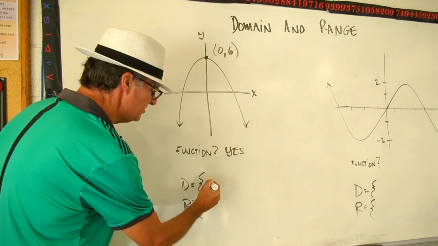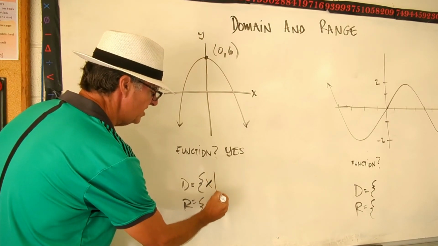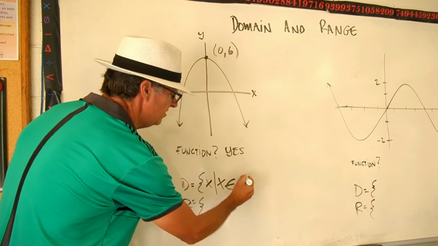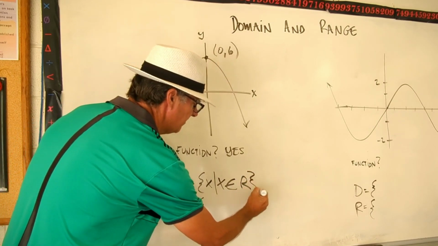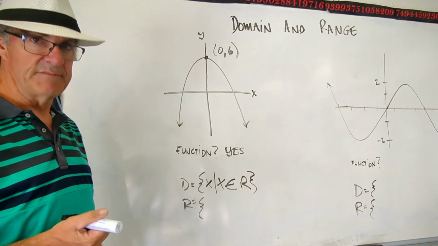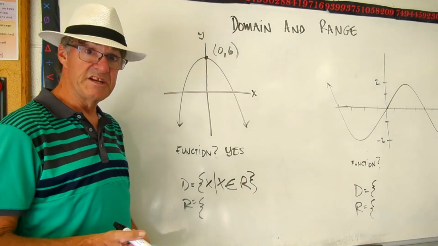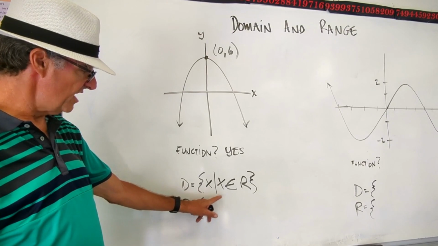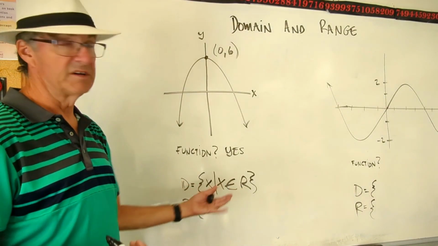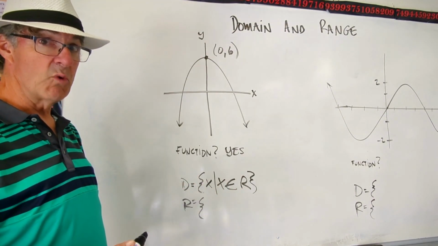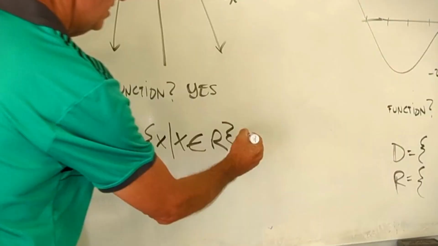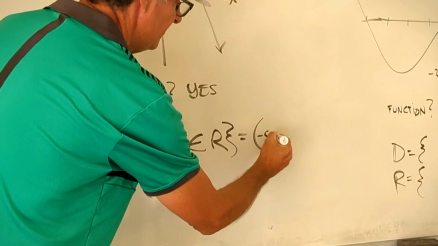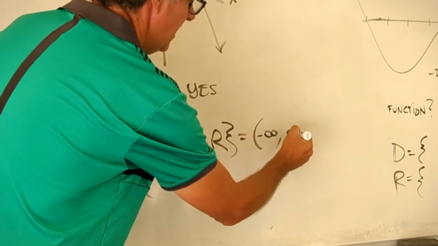So we can use set notation and write the set of all x such that x is an element of real numbers. Okay? Now that's set builder notation. It's very descriptive. It reads the set of all x such that x is an element of real numbers. Now there's a much nicer way to do that that's nice and quick. We can just go like this: (-infinity, infinity).